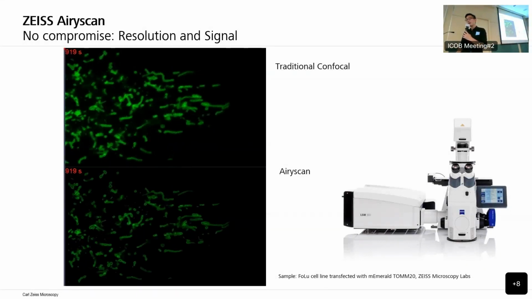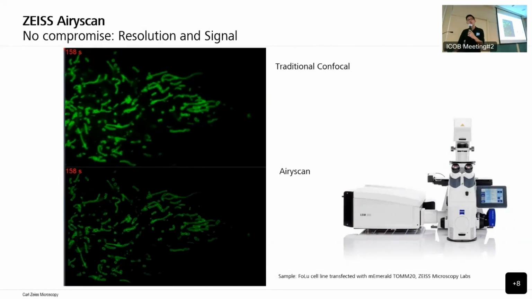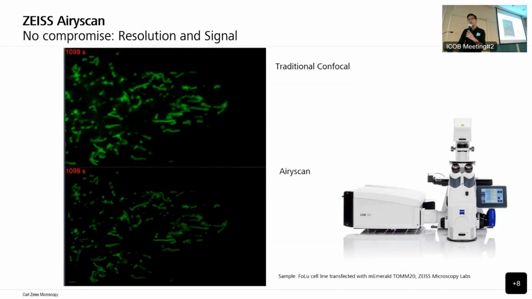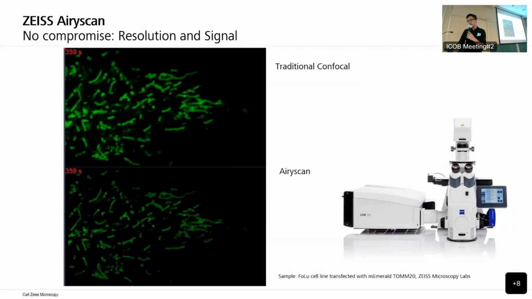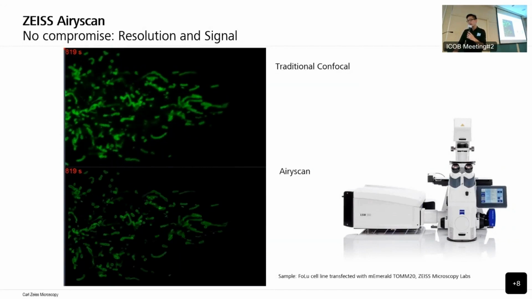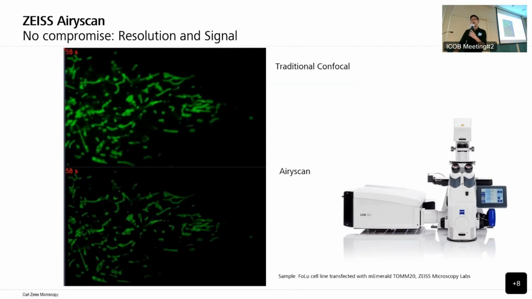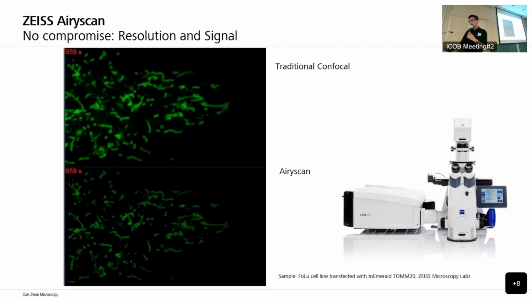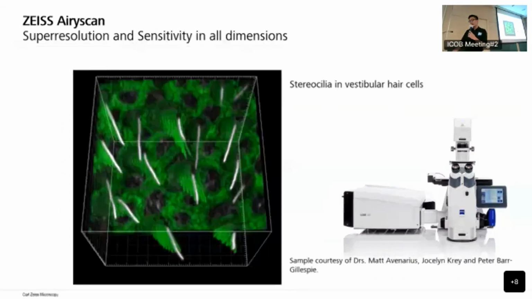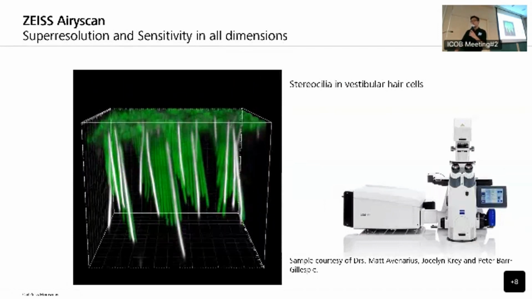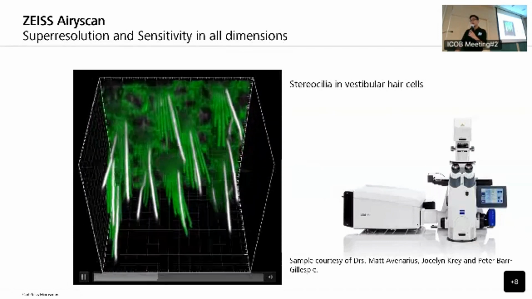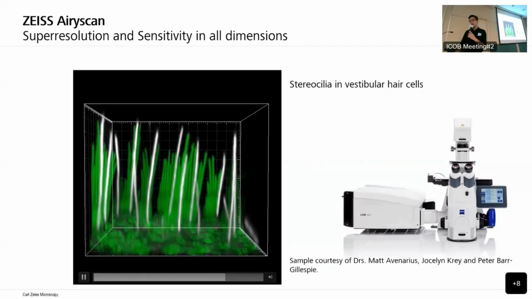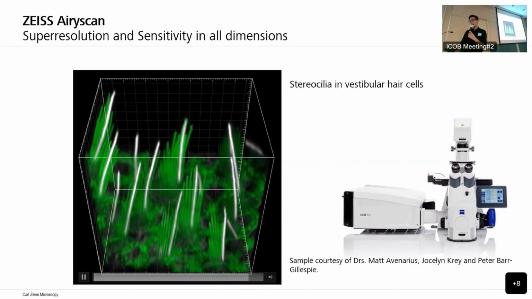We can compare the time series image data set. The one on the upper side is taken by the confocal microscope, and the one on the bottom is taken by the Airyscan. So we can clearly see the improvement in resolution. Not only in 2D, we can also acquire much higher resolution in the 3D data set. Here we can see the axis, and the details are all well documented.